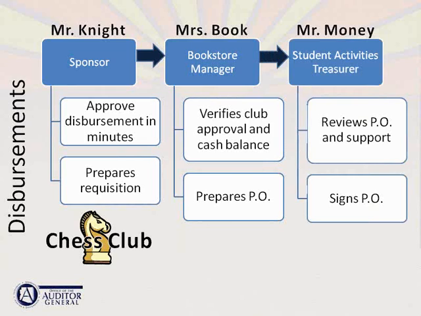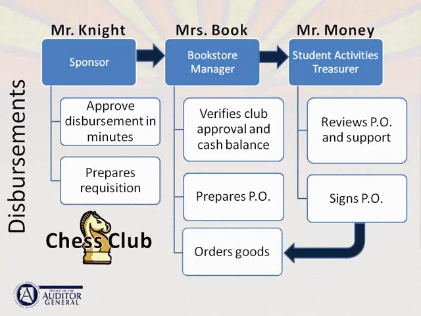Mr. Money reviews the support in the PO, verifying that Mrs. Book checked the cash balance in the club's account. He also needs to determine if the disbursement is an appropriate use of the club's monies. He has determined that everything is okay and approves and signs the PO. The PO then goes back to Mrs. Book to order the chess set and club shirts from the vendor, Arizonan.